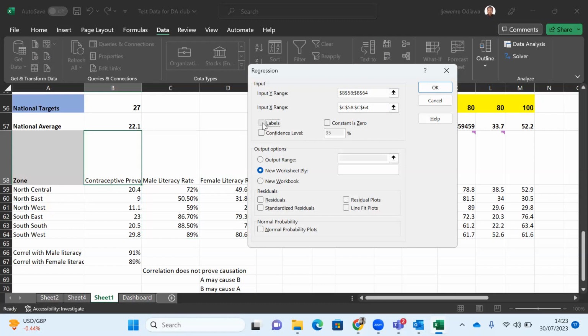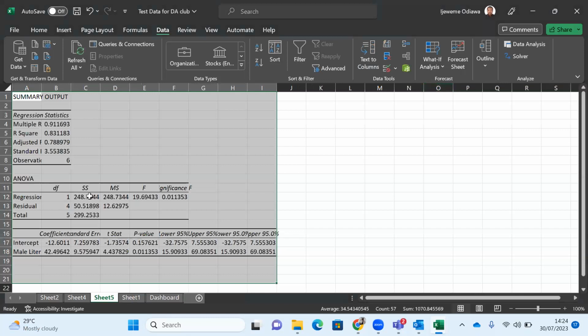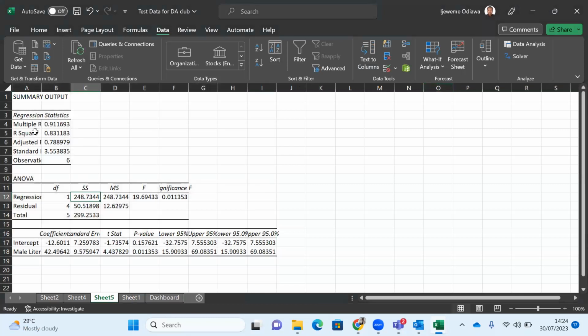Let's see what it tells us. Oh, very wonderful. So we can see an R square of this. Is it statistically significant? That's the first thing we should look for. What's the p-value? Is it less than 0.05? Yes.